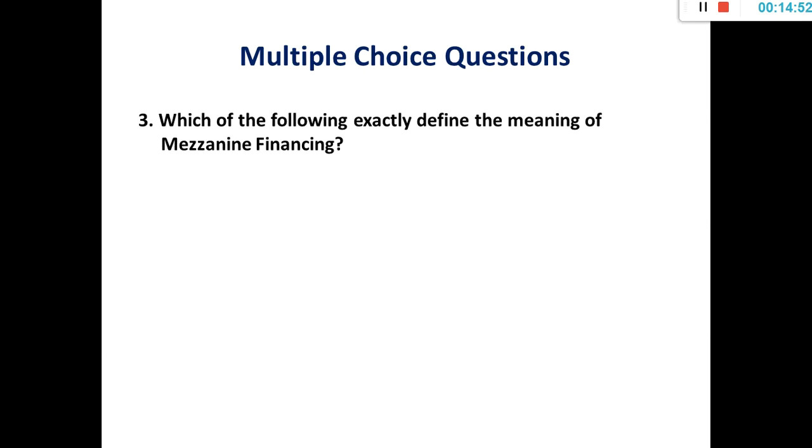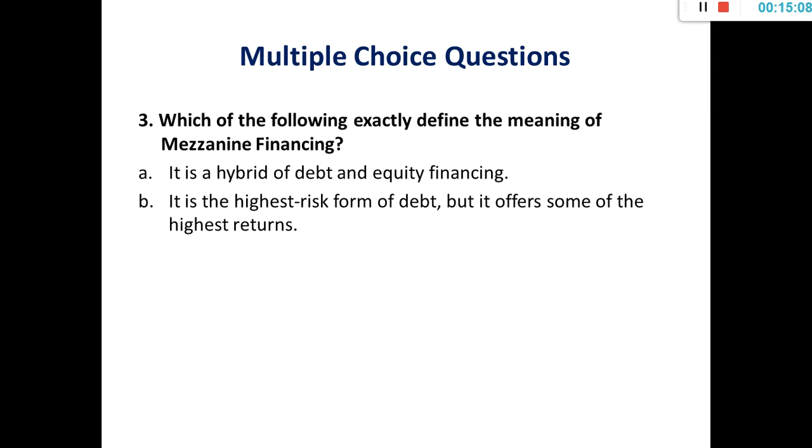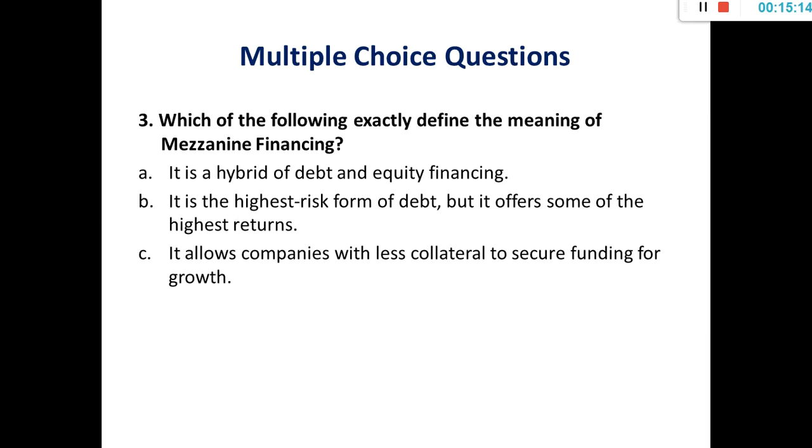The third question: which of the following exactly defines the meaning of mezzanine financing? The options we have: it is a hybrid of debt and equity financing; it is the highest risk form of debt, but it offers some of the highest returns; it allows companies with less collateral to secure funding for growth. The last option is all of the above. The right answer is all of the above. So all of the above options reflect the exact characteristics of mezzanine financing.